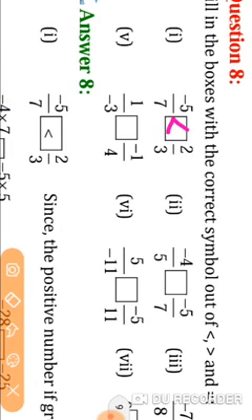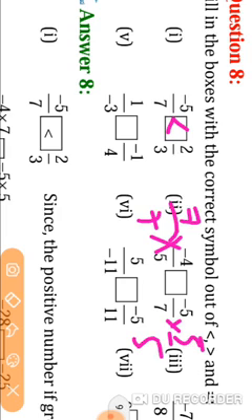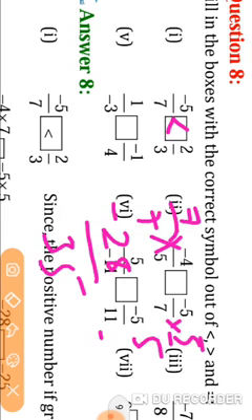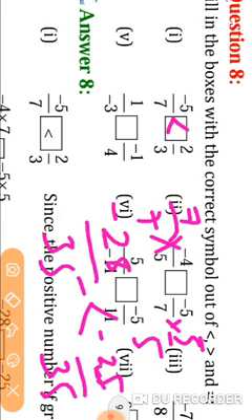In the same way, minus 4 by 5 and minus 5 by 7. Here we have to multiply to make the denominators the same. So 7 by 7 you multiply with 4 by 5, and 5 by 5 with 5 by 7. So it becomes 7 fours are minus 28 by 35, and this is minus 25 by 35. Now, minus 25 is greater or minus 28 is greater? Minus 25 is the greater number. So at that time it is also less than only that we have to write.